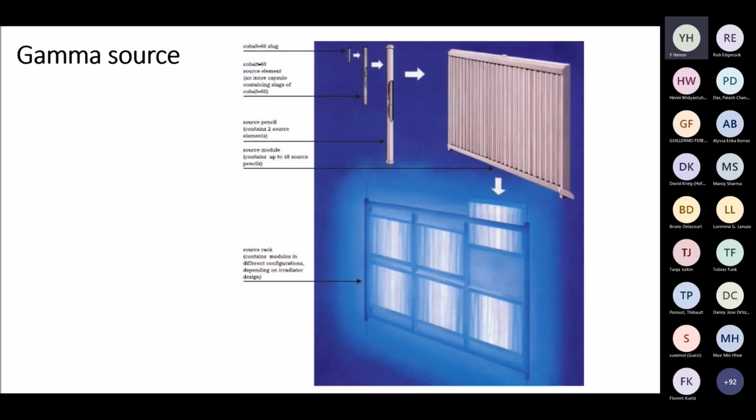This is a representation of the source. The cobalt-60 source is really a small piece of metal. These pieces of metal are put inside tubes, the tubes on a smaller frame, and this smaller frame on a bigger frame, and that is what goes up and down, whether you want to use the source or not.